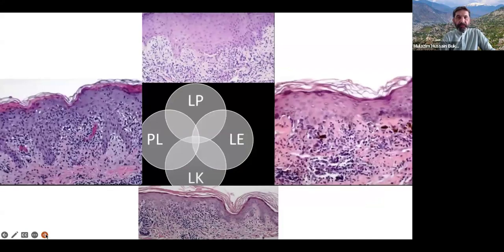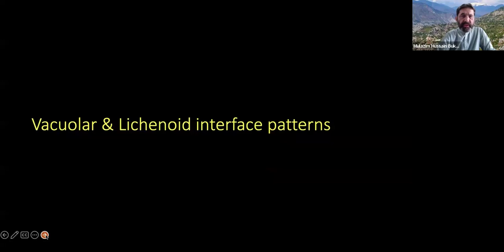So this is a beautiful picture. On this one, we'll discuss in detail lichen planus and the different lichens and other lichenoid keratoses. Sometimes purpura can be seen. This is a picture of lichen planus.